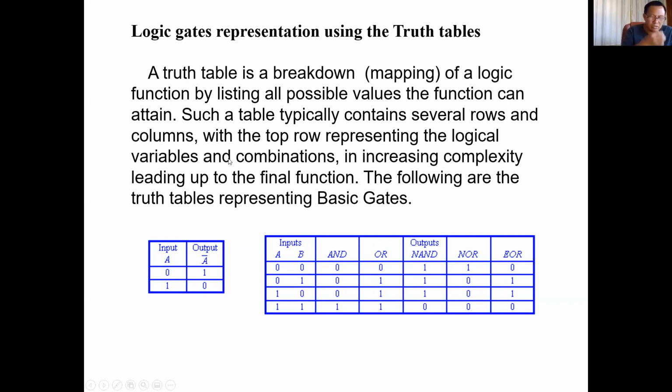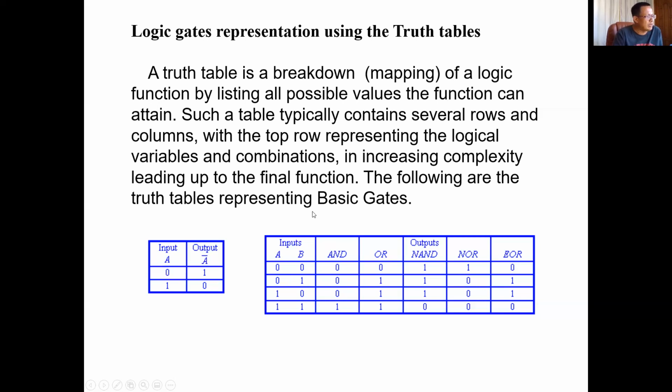Do you follow? So when you say truth tables, we refer to Boolean truth tables, which are truth tables that can enumerate all Boolean logic. It's easy to enumerate Boolean logic because it only results in 0 or 1. Any questions so far? It's a breakdown of all possible values that a function can attain. So it's a map of all possibilities that a logic expression or gate can generate. Any questions? So for example, here are the truth tables.